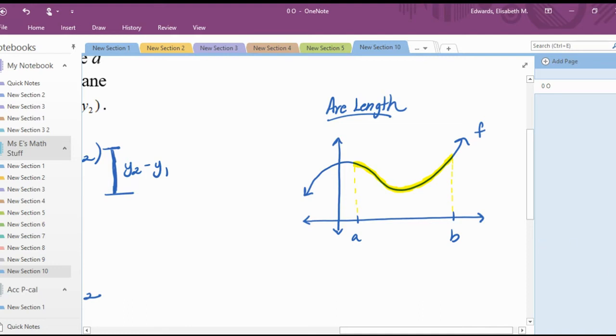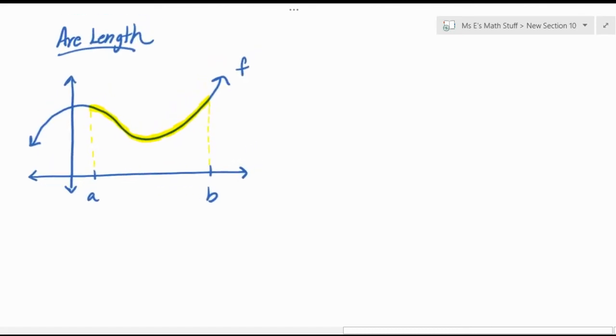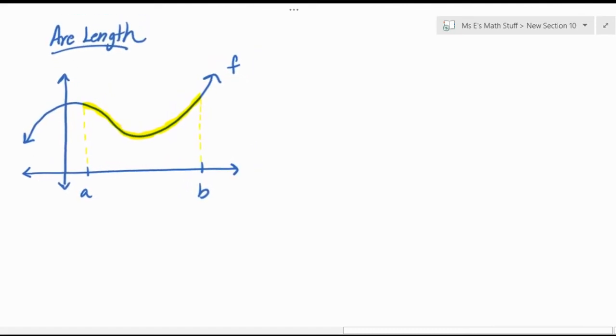So you have the string following the path of this curve, and then you cut the other end of it at the point B, f of B, and then you straighten it out and you measure it. So that would be the arc length of this function f on the interval from A to B. So now let's talk about how we are going to find such a length. How are we going to do it?